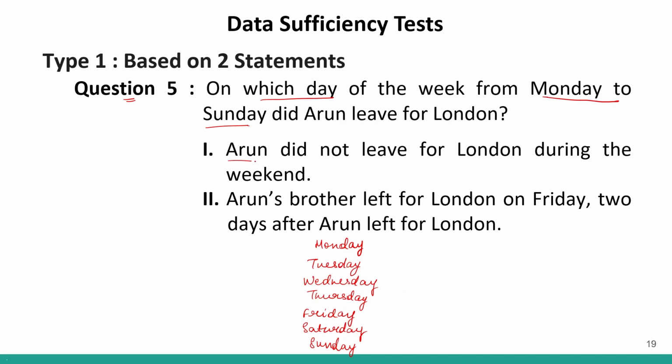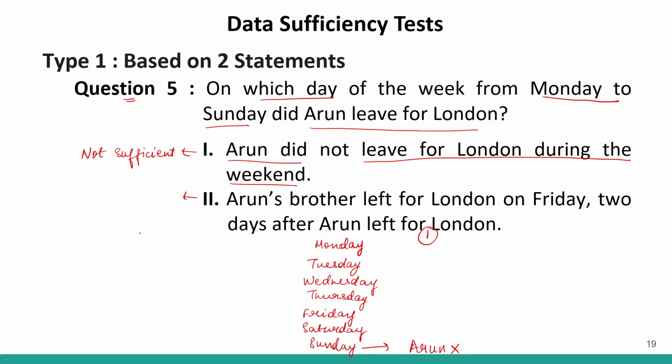Now, Arun did not leave for London during the weekend. That means the weekend is Sunday. So Arun did not go on this day. This is from statement number 1. Statement number 1, can I find out on which day did Arun leave for London? Definitely not. So this statement is not sufficient. Correct? Now, coming to statement number 2.